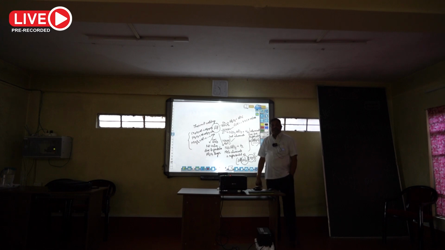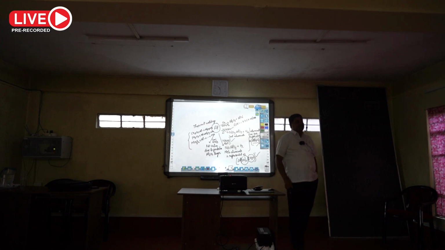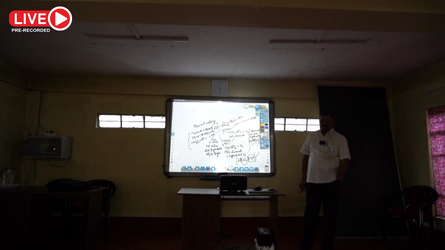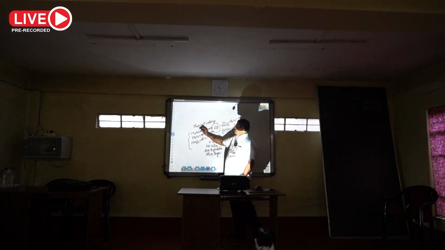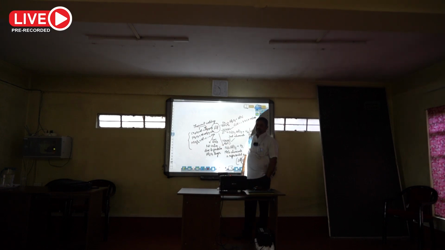In thermit welding, aluminum acts as a reducing agent. How can you say it is a reducing agent? 0 to plus 3. It is undergoing oxidation. When it is undergoing oxidation, it acts as a reducing agent.